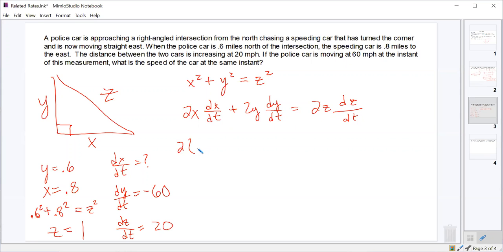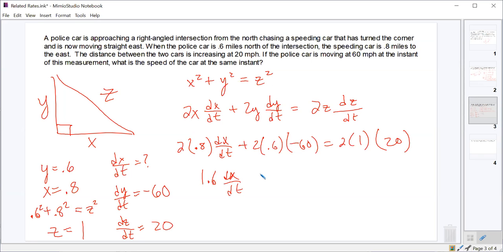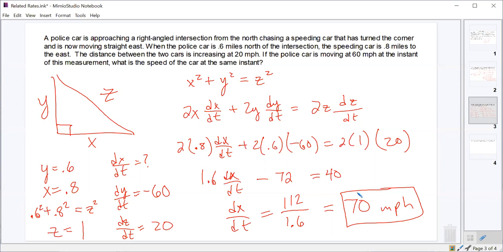So 2 times 0.8 dx/dt plus 2 times 0.6 dy/dt equals 2 times z times dz/dt gives us 1.6 dx/dt minus, what is that, 1.2 times 60, that's 72, equals 40, or dx/dt equals 112 over 1.6, which, what does that come out to be? 70, I think? 70 miles an hour?